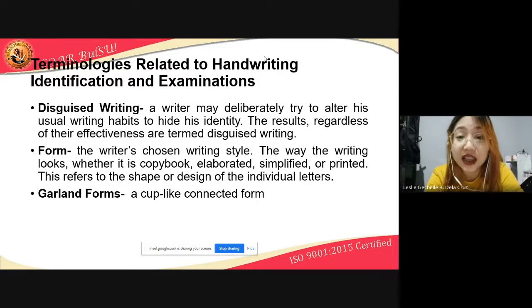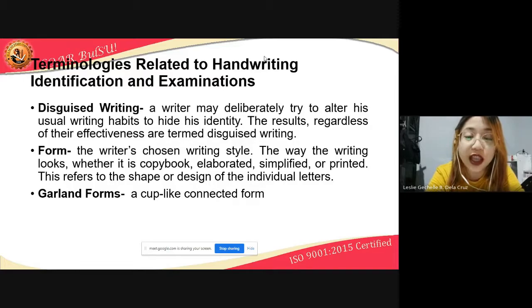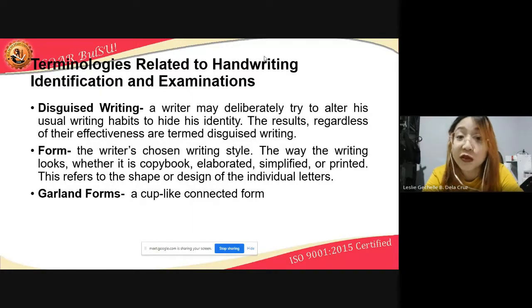Form, the writer's chosen writing style. So if you can remember the copybook form or the copybook system, that is your form. Kung ano yung itsura o writing style na ginagamit mo as an individual writer. The way the writing looks, whether it is copybook, elaborated, simplified, or printed. This refers to the shape or design of the individual letters. Kung ano yung actual na itsura ng mga sulat mo. Okay?